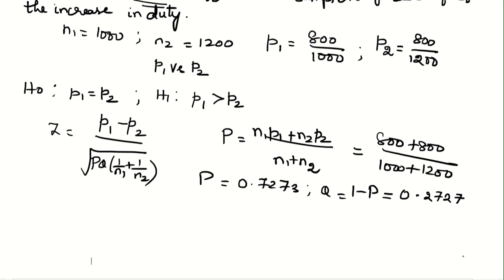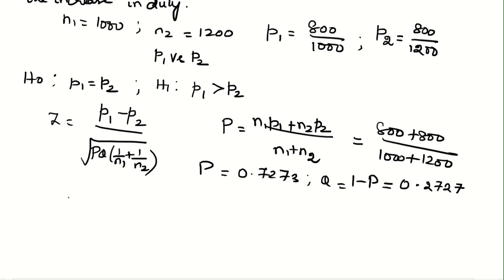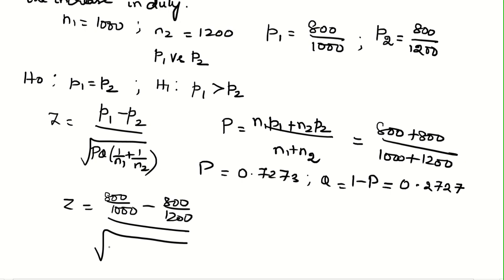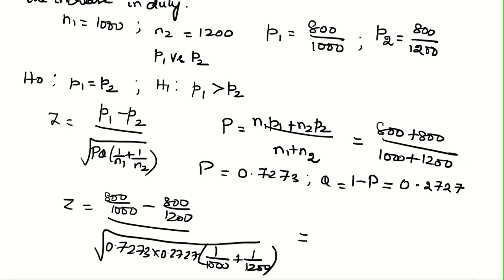Let us substitute in the test statistic formula. We have Z is equal to 800 by 1000 minus 800 by 1200, divided by the square root of 0.7273 into 0.2727 into 1 by 1000 plus 1 by 1200. On simplification we have the value as 6.82.